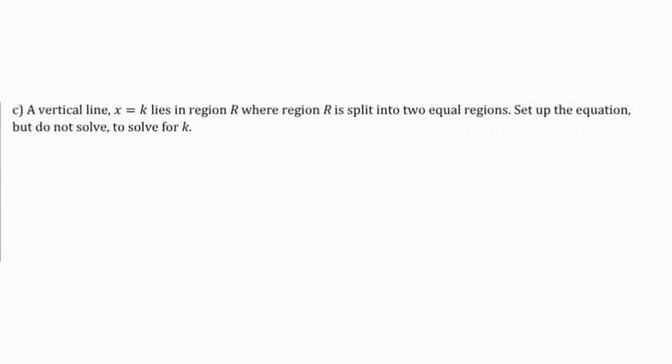Okay, so let's move on to part C now. What it's saying is that we have a vertical line x equals k within this region, and the region got split into two equally sized subregions. It's asking us to set up the equation, but not to solve for k. So essentially, we have the region R, and there's a vertical line coming through it at x equals k, dividing it into two parts. And it's just asking us to find what this k value is for the vertical line.